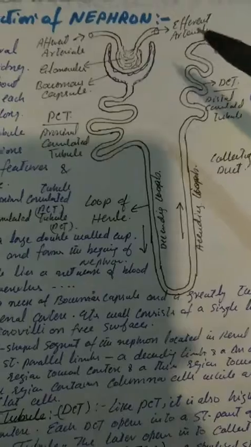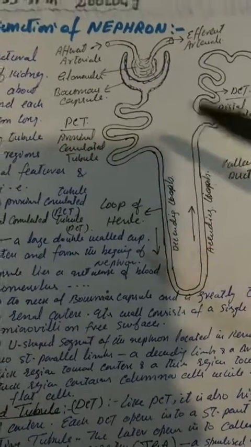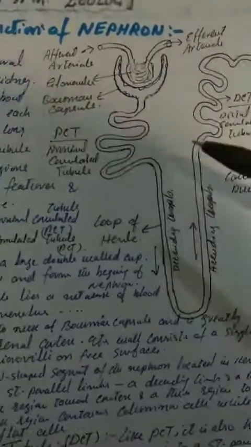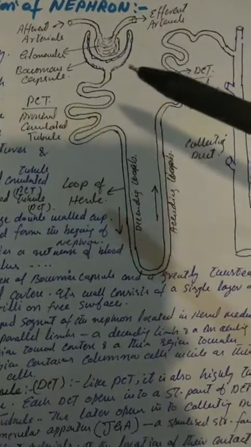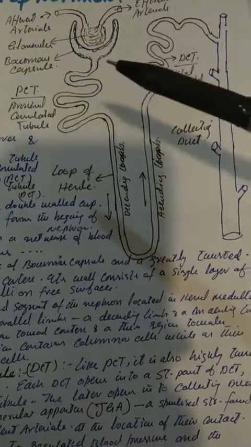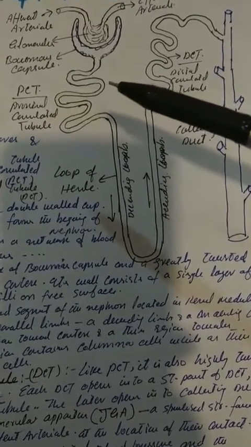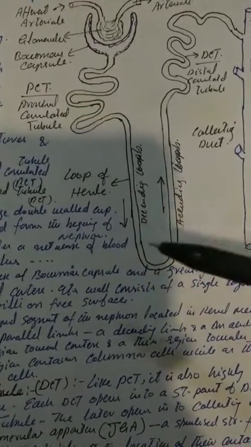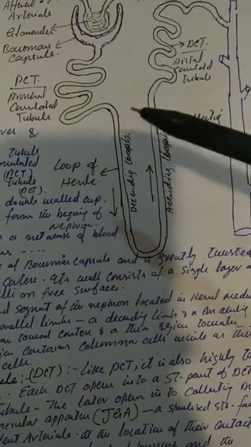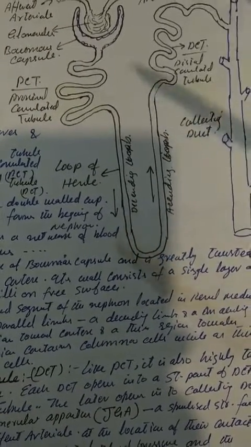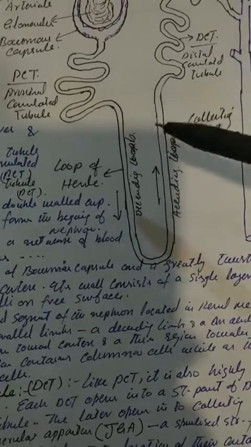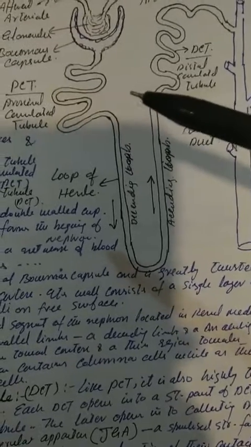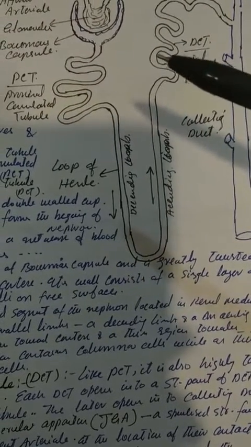So far as the functions of the nephron are concerned, the main function of the nephron is the formation of urine. Now formation of urine is a very complex process and involves three main processes. Our first process is the glomerular filtration. The second process is known as tubular reabsorption, and the third process is what we call tubular secretion.